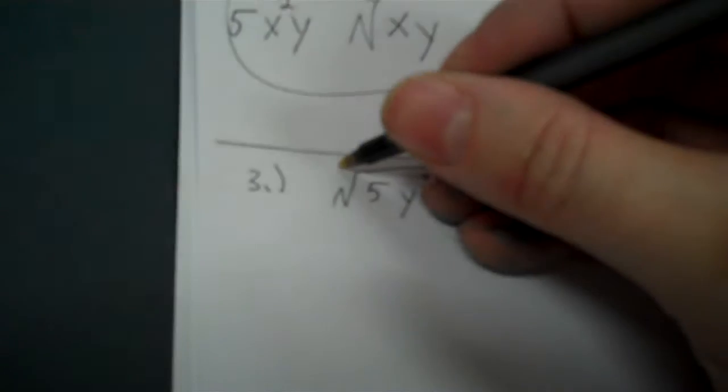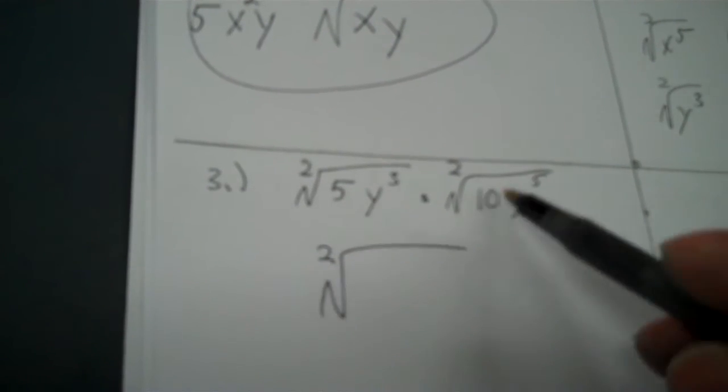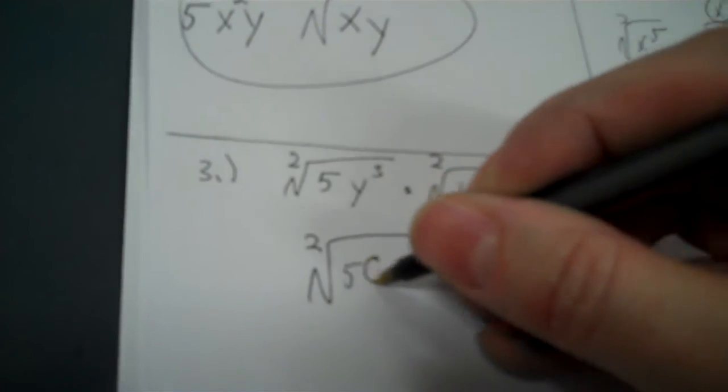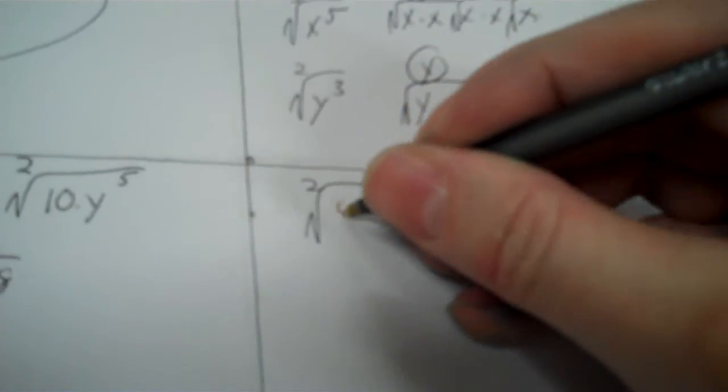Okay, number 3, you want to be doing the same thing, but first you want to make it into one single radical. You do that by multiplying 5 by 10, which is 50. And on the y's, when you multiply powers, you add their exponents. 3 plus 5 is 8. Now I do the same thing I'm doing up here. We have the square root of 50 and the square root of y to the power of 8.